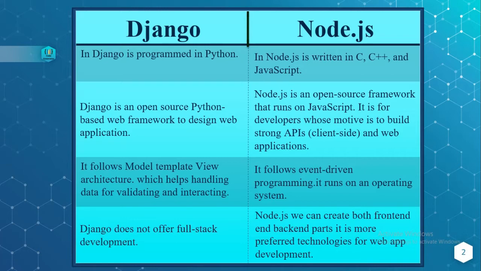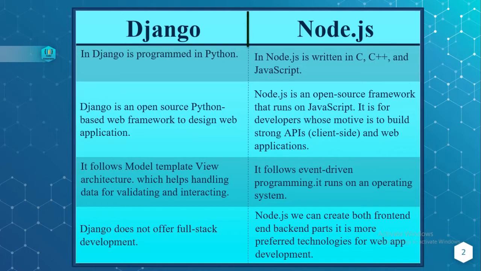Next, Django is an open source Python based web framework to design web applications, whereas Node.js is an open source framework that runs on JavaScript. It is for developers whose motive is to build strong APIs, that is application program interfaces, on the client side as well as on the web applications.